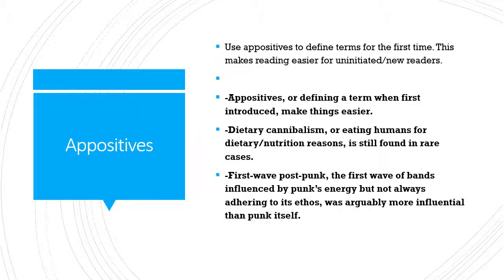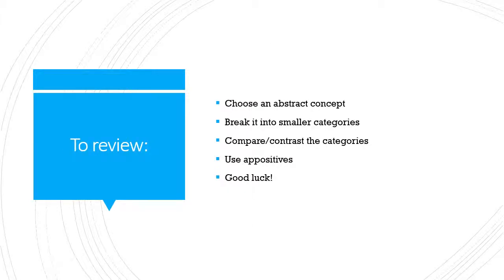We're also going to use appositives when you define terms for the first time. Right? Appositives, or defining a term when first introduced, makes things easier. Right? So you introduce a new concept and you follow it immediately in the same sentence with the definition. So you can see some examples here. So just to review, you're going to be choosing an abstract concept. You're going to break it into smaller subcategories. You compare and contrast what's similar and different about the subcategories, and you use appositives to define new terms. If you're doing all those things, if you have 4 credible sources, you should be in good shape.